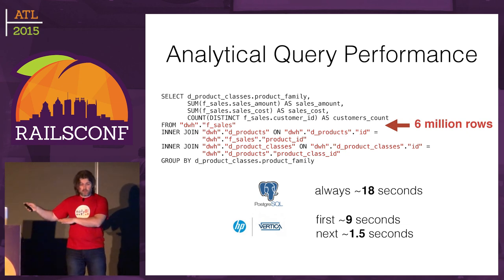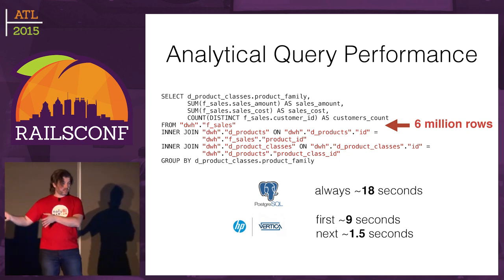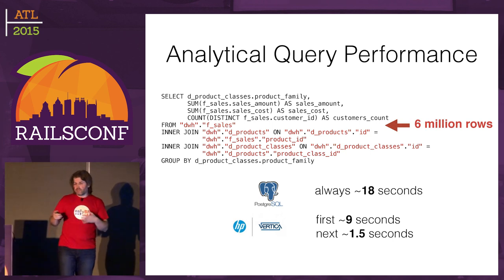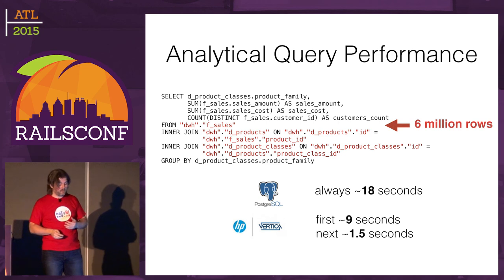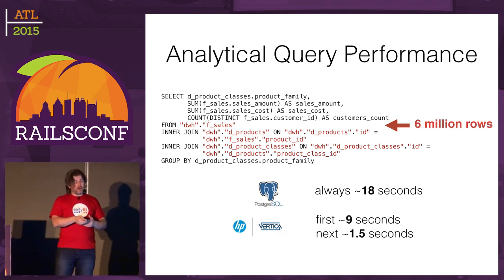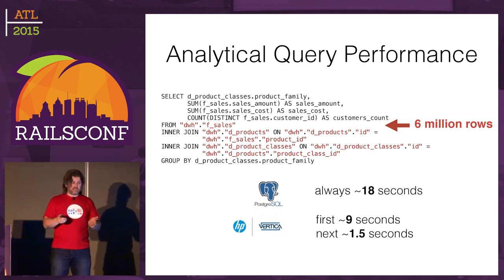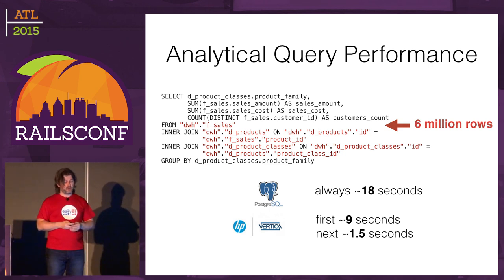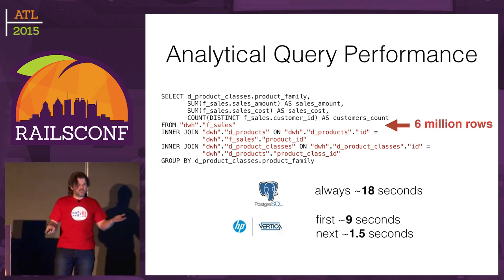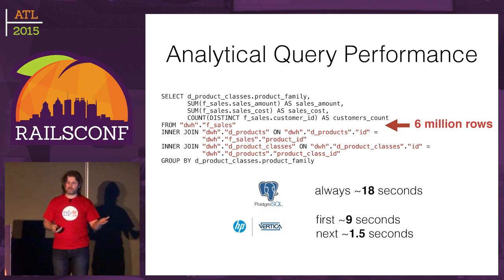Then I installed HP Vertica in a virtual machine and didn't do any specific optimization configuration there. So the first query I ran took about 9 seconds because it just needed to load and cache the data in memory. But each repeated query took just 1.5 seconds. So with exactly the same data amount, I got 10 times faster performance.